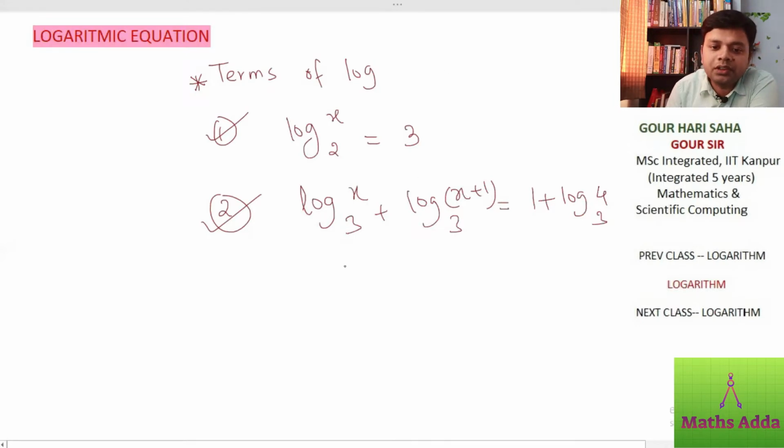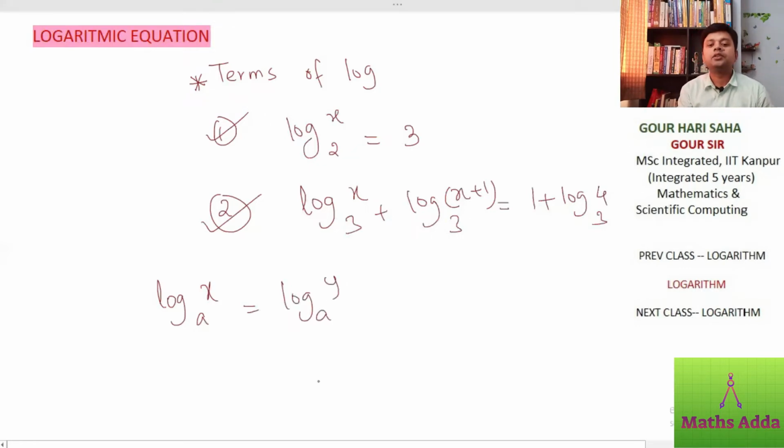Before solving this, I will explain the theory of logarithmic equations. If log of x base a is equal to log of y base a, so if the logs of two terms are the same, this means x and y must be the same. Or in simpler terms, if the terms are the same, the logs of those terms will also be the same, right? So it works both ways.